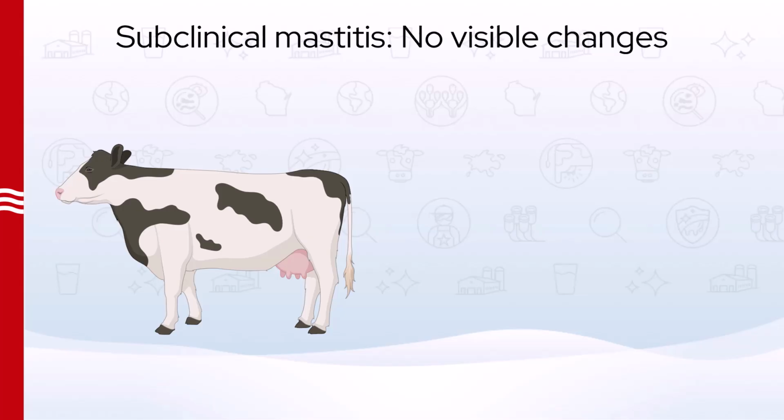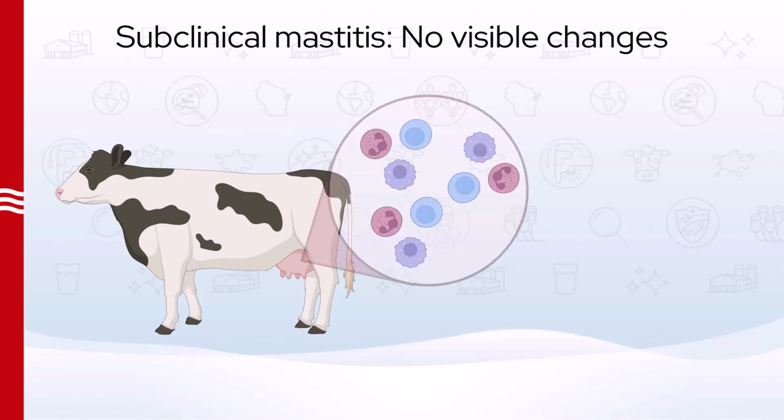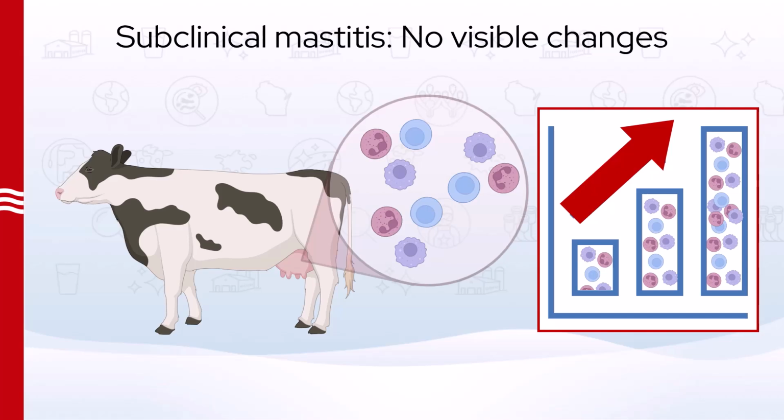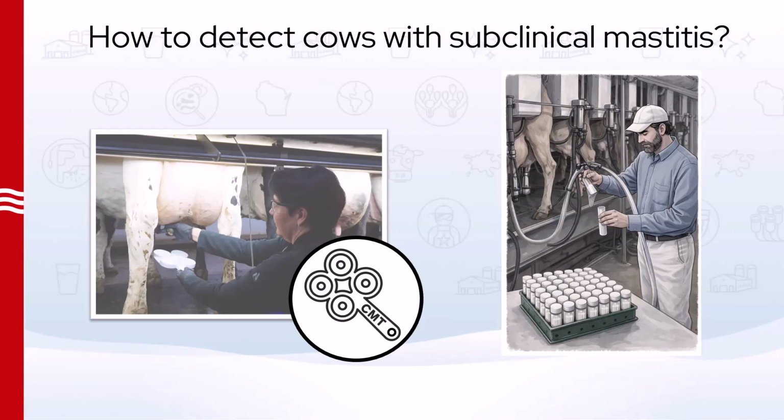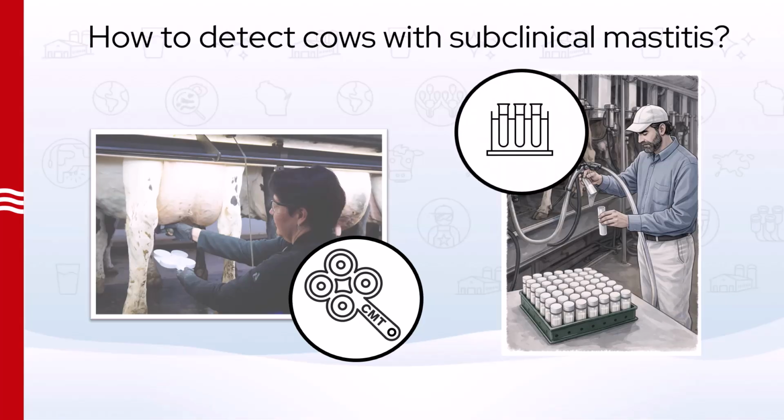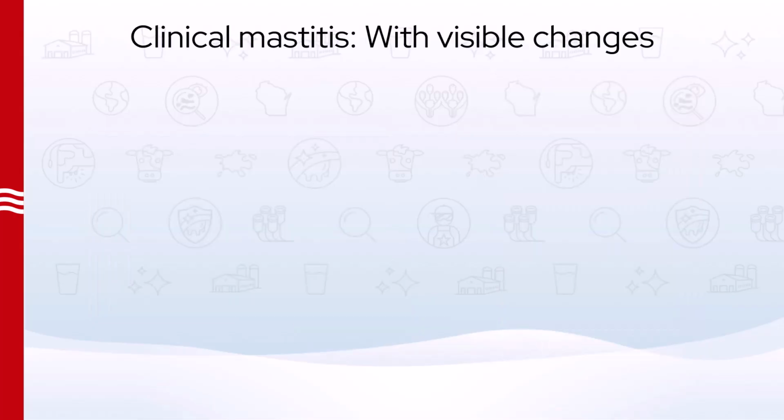In subclinical mastitis, the milk, udder, and cow all look normal, but the milk has a high somatic cell count, which tells us the cow is fighting an infection. High somatic cell counts reduce milk quality and milk price. So, how do we detect something we can't see? The only way to detect and monitor subclinical mastitis is by testing the somatic cell count. The most common tools are the California Mastitis Test, CMT, and the monthly milk test from the Dairy Herd Improvement Association, DHIA.